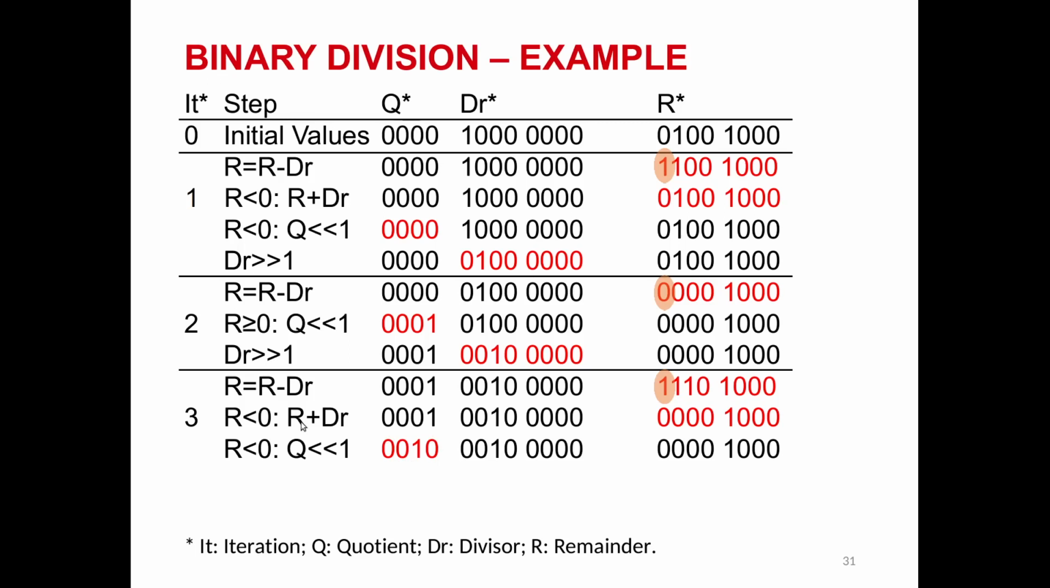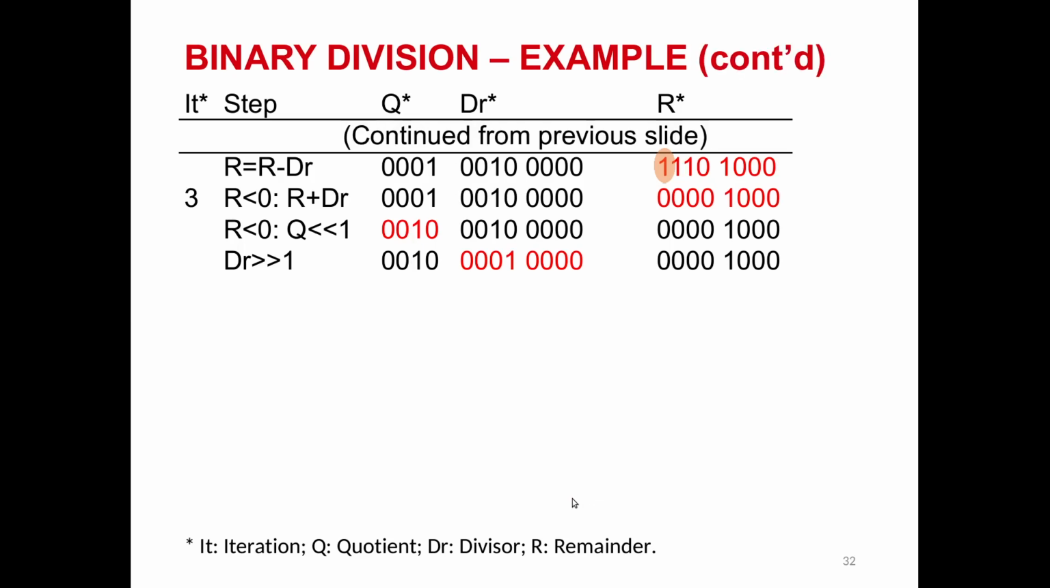After that, we will need to shift dr one bit to the right as we did before in steps 1 and 2, and so dr, when shifted one bit to the right, will change to this value. And then here is step 3. We already talked about it before. Now we will do the next step, bit 4.